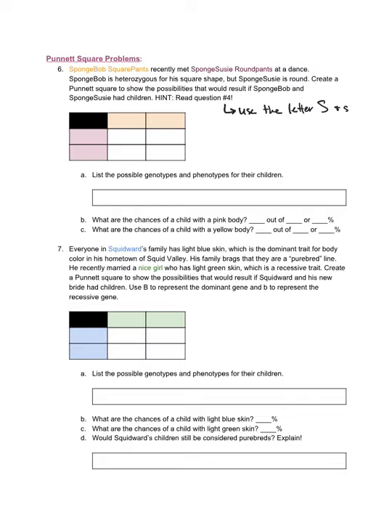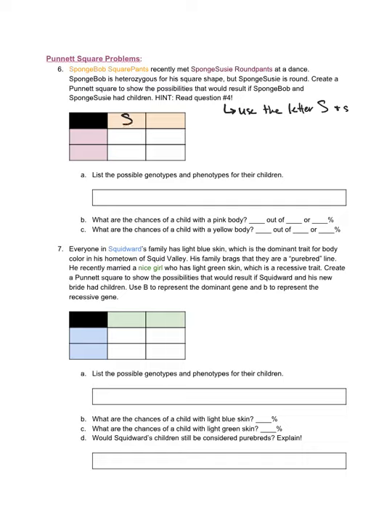Number 6 says SpongeBob SquarePants recently met Sponge Susie Roundpants at a dance. SpongeBob is heterozygous for his square shape, but Sponge Susie is round. Create a Punnett square to show the possibilities that would result if SpongeBob and Sponge Susie had children. And we're going to use the letter S from number 4 on the page before this. So first let's figure out SpongeBob's genotype. It says right here that SpongeBob is heterozygous, so that gives us a clue as to what his genotype is. Remember, he has a heterozygous genotype, so he has to be capital S, small s.